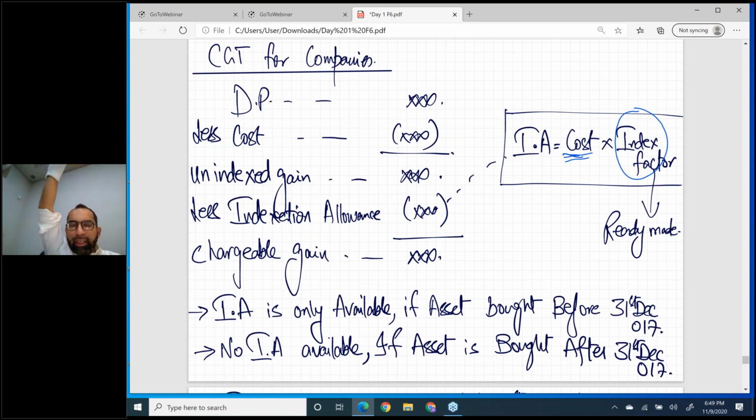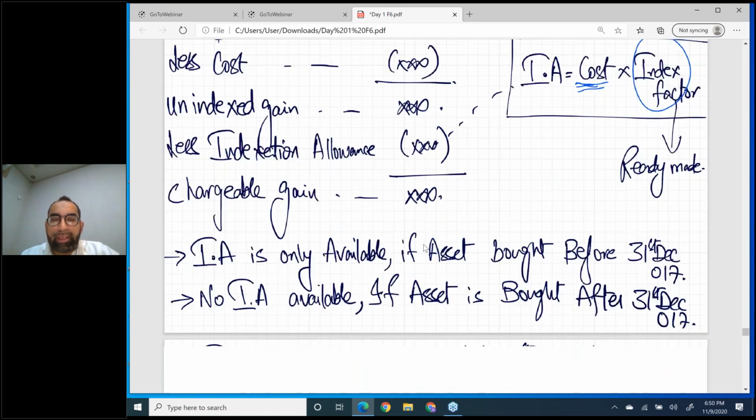Is any annual exemption available for companies? No, big no. Annual exemption is only for individual capital gains. For companies there is no annual exemption, but instead they have allowed indexation allowance. So think like that: for individuals, annual exemption; for companies, indexation allowance. But one more thing you must remember: IA means indexation allowance. Read my slides.